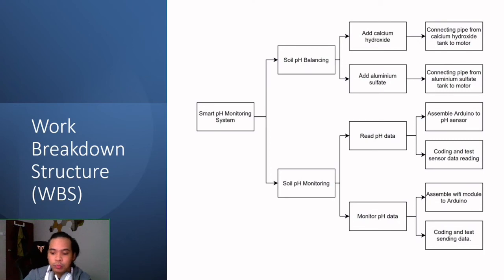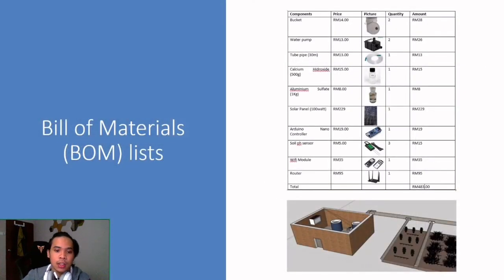Okay, then next up is the bill of material. This is the list of items plus the bills needed to execute this project. And as you can see, the solar system is just a recommendation to save electricity. If you would like to use electricity as your main source, it will be much cheaper. The solar system alone is priced at 229 ringgit.